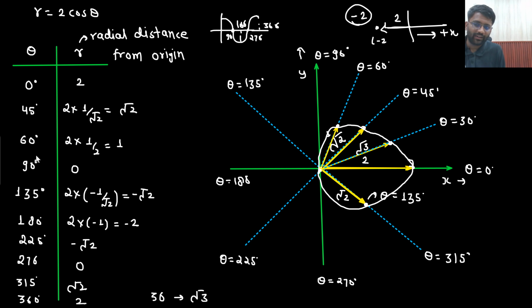Radial distance of 0. At 90 degree, radial distance of 0. Right? So at 90 degree, you are supposed to move for a radial distance of 0. Then at 315, you are supposed to move for this distance only. So in that manner, you end up getting a circle. Understandable? Which is having a diameter of 2.